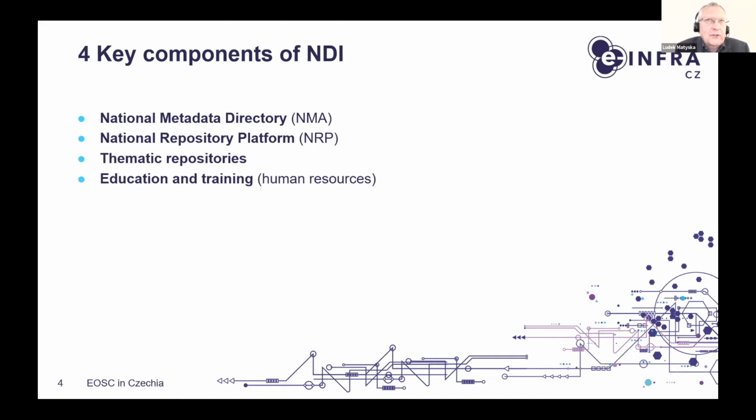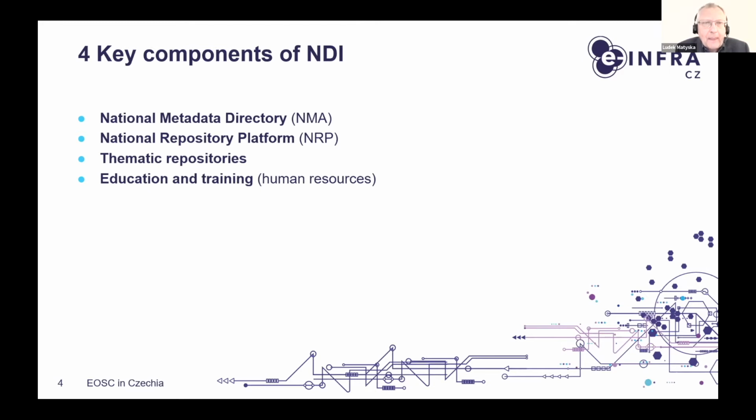Being part of the national data infrastructure means that you are one of the key four elements. The metadata directory, where you have heard already what we can expect from the metadata, and we have a very similar approach here. The national repository platform. The thematic repositories, to include things which already exist or where individual plans for the repositories are already underway. And as I said, education and training.